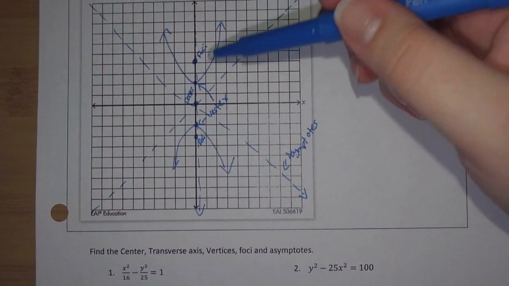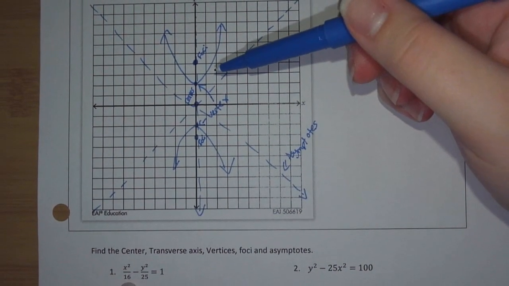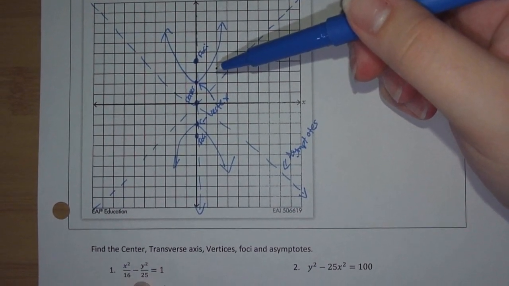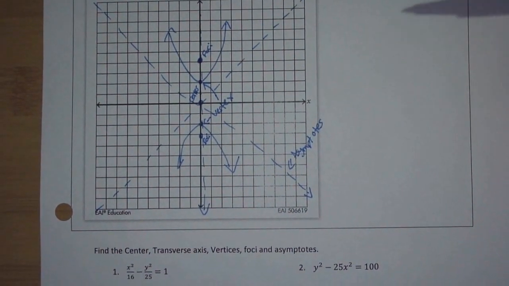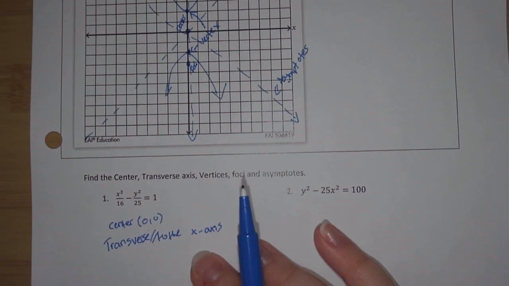So this one right here would be one where the larger number is under the x. If the larger number is under the y, it would open up the other way. So that's what this one is.